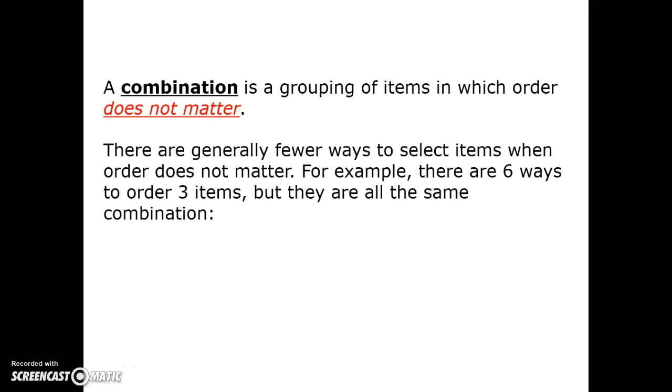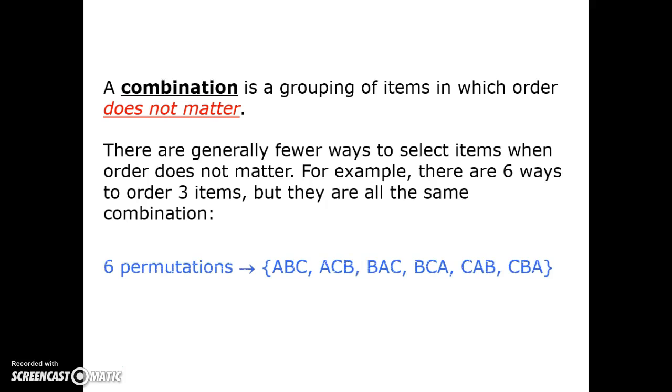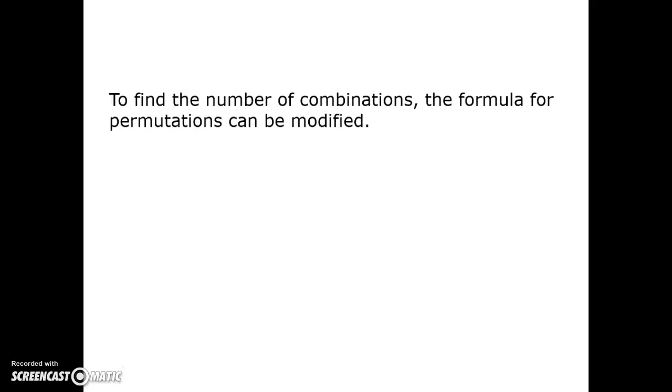For example, there are 6 ways to order 3 items. The permutations would look like this, because each way we list these 3 items is unique in a permutation, because the order does matter. It makes them unique. In combinations, if I have 3 items and the order doesn't matter, then ABC is the same as ACB is the same as BAC, because the order doesn't matter. So I have those 3 items that I'm listing in a combination.